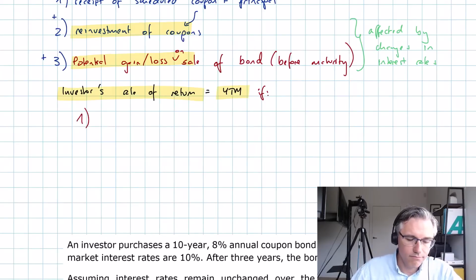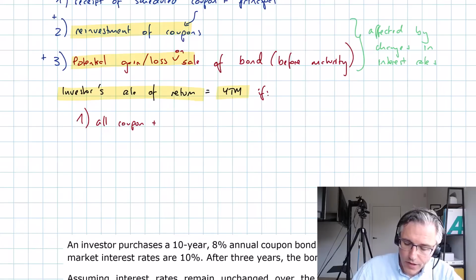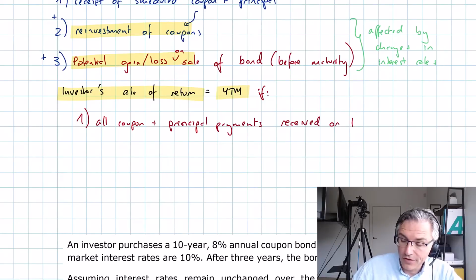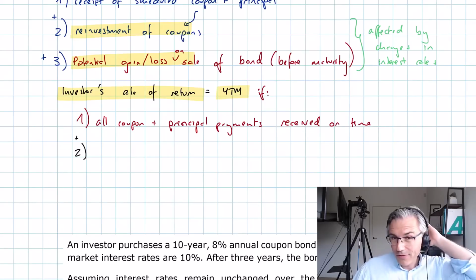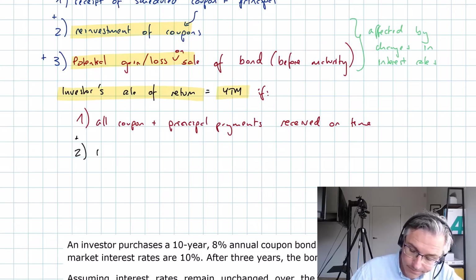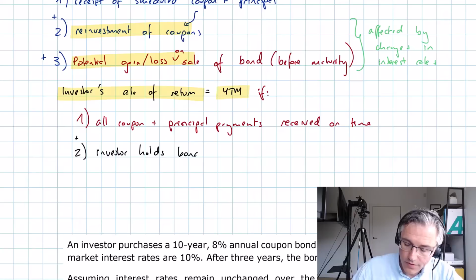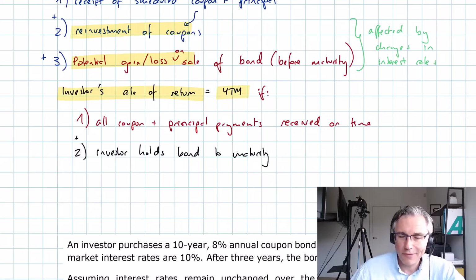Number 1, all coupon and principal cash flows, payments are indeed received on time. Of course, the investor has to hold the bond to maturity. That's quite an obvious one. Otherwise, they wouldn't receive all the coupons and the principal payment.